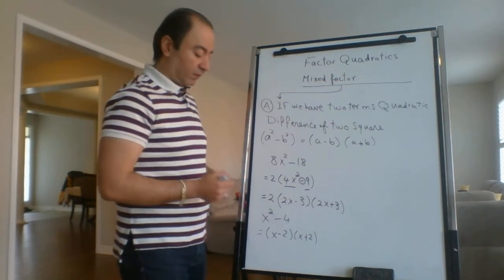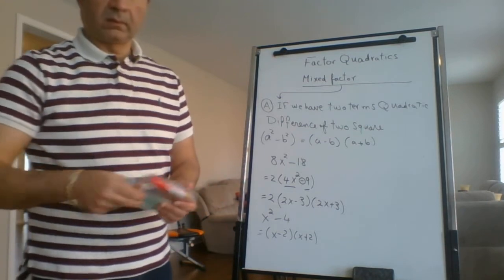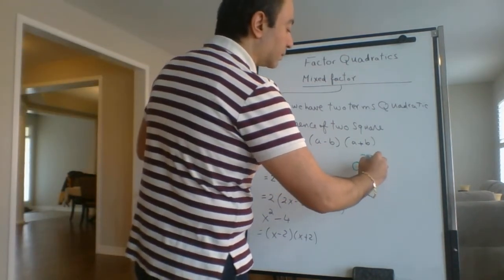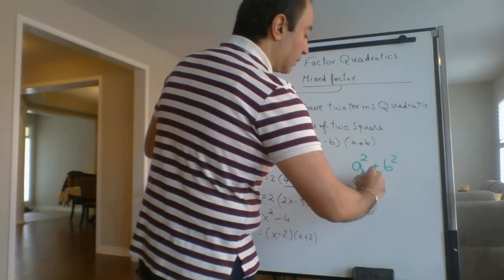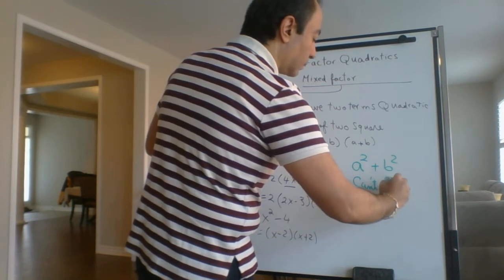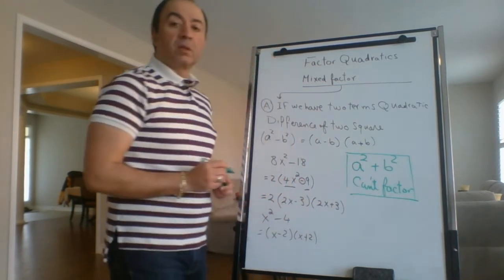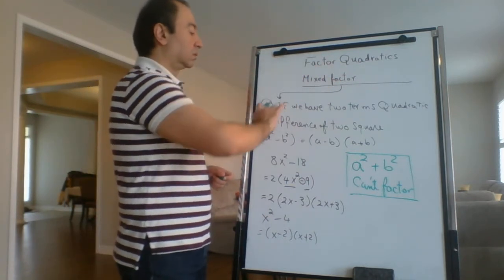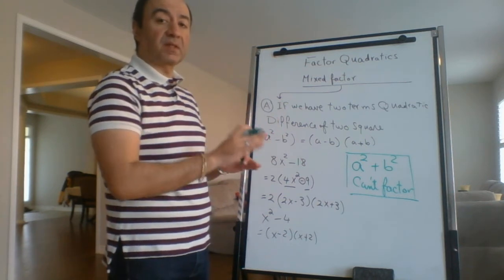Okay, very important. We cannot factor if there is a plus. So, I repeat again, the first step of any factoring is to look for common factors, always. This is the first step.